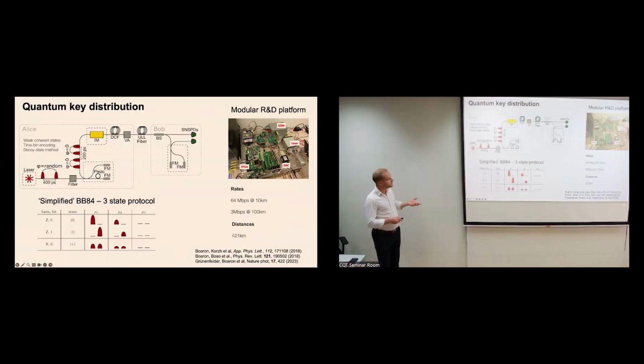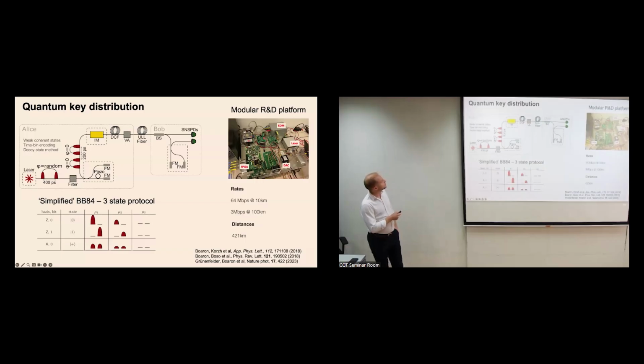So effectively, this basis here becomes the key generation basis. This is where you encode your 0 and 1. And then this additional state here is what checks the security of the protocol. You don't generate any key, obviously, in this basis, because you don't have the other bit. But you can achieve the same performance as a 4-state BB84.